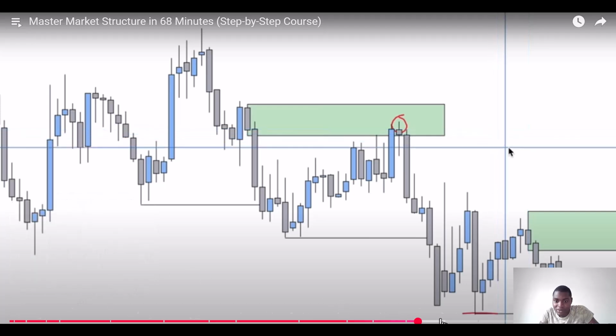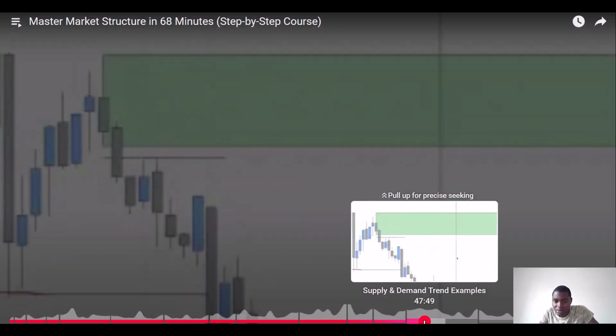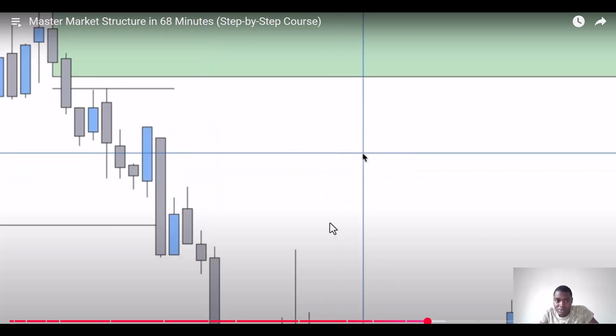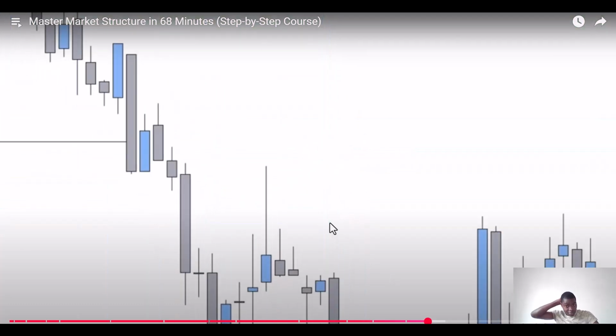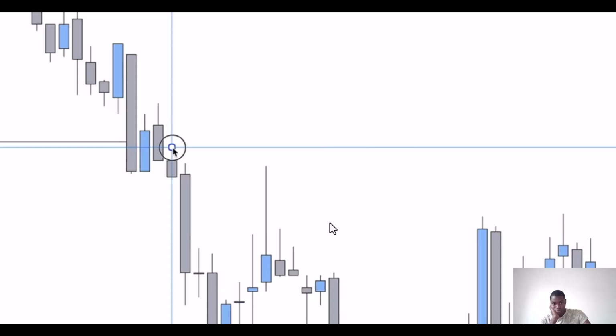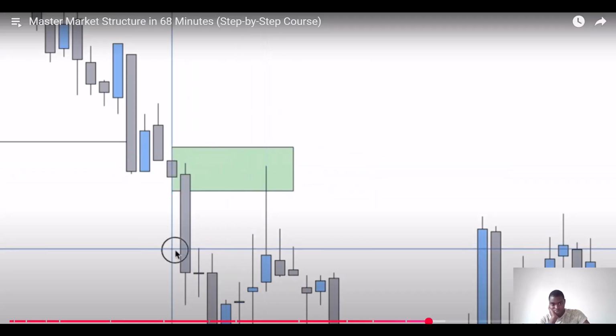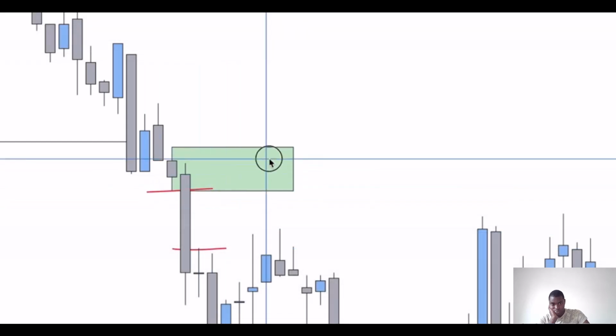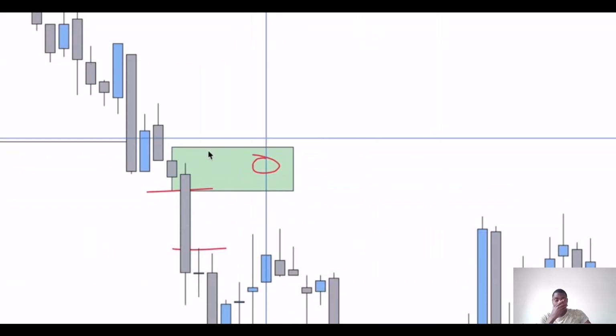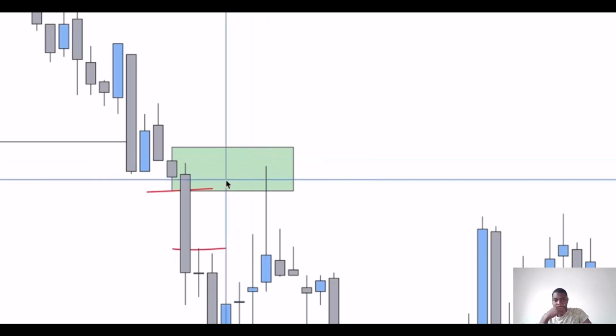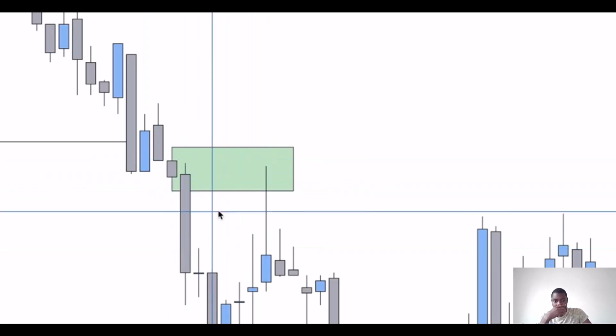Very nice entry to that move. Okay. Now, there's no real reason to focus on that level. Again, here we have supply, but there is no imbalance. There was initially between this candle and this candle, but the market's filled this now. So there is no imbalance there for us to focus on, therefore making this one irrelevant as well.